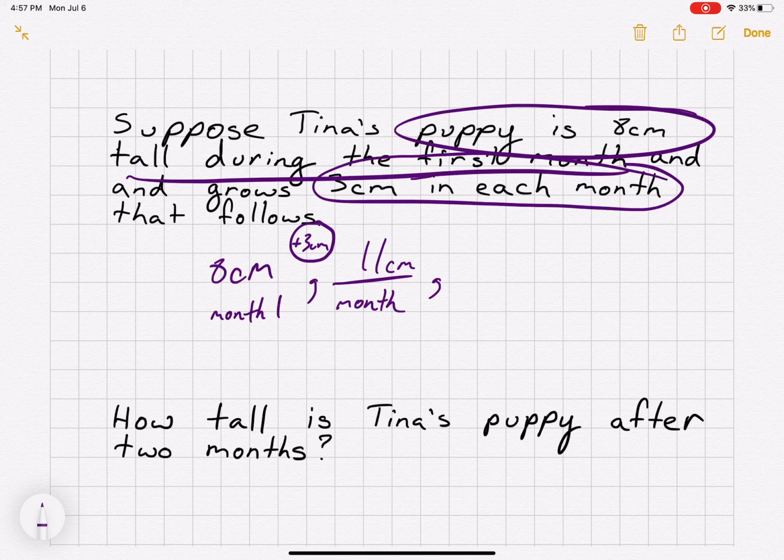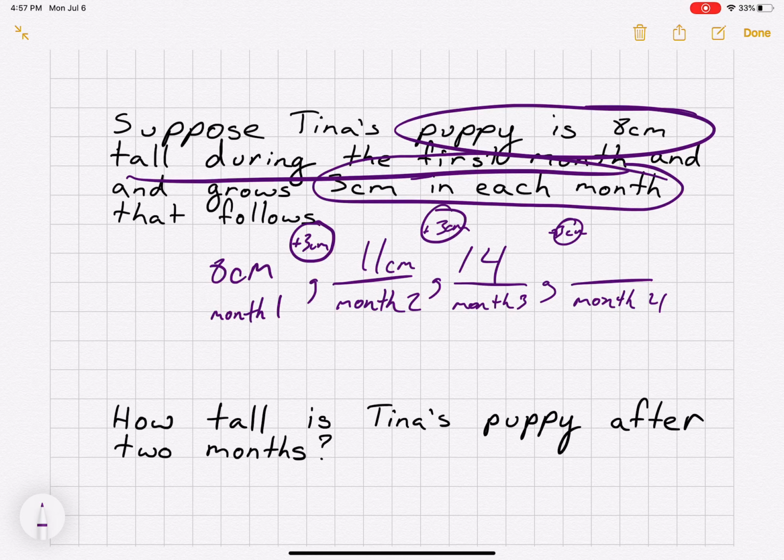Okay, so can you figure out how big this puppy is going to be after 4 months? So just pause the video and figure that out now. Okay, so still doing plus 3 centimeters, because every month we know that that is how much this puppy is growing. So this would be 14, 15, 16, 17, right? And we can keep going and going and going.